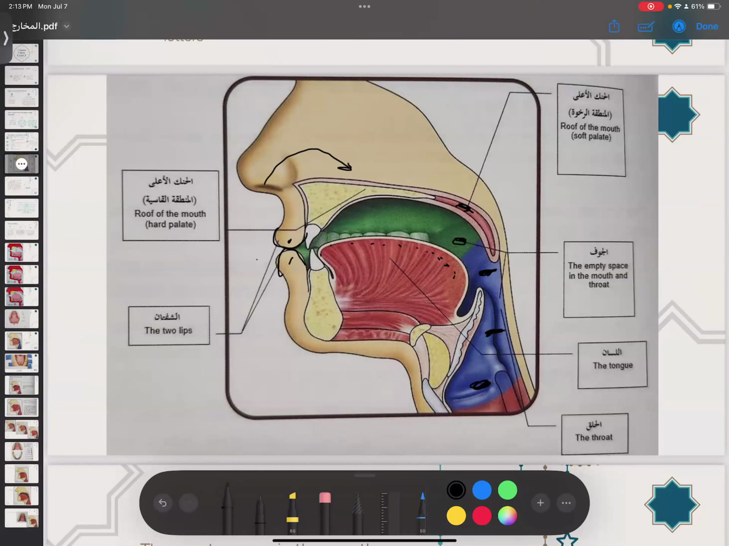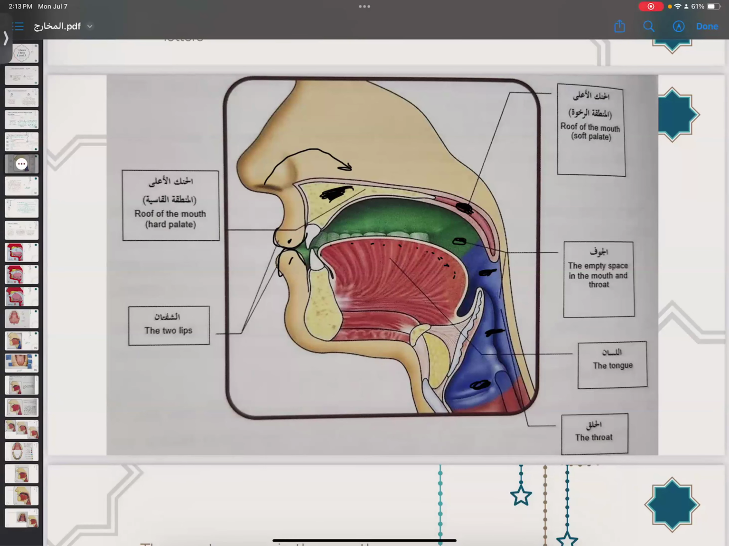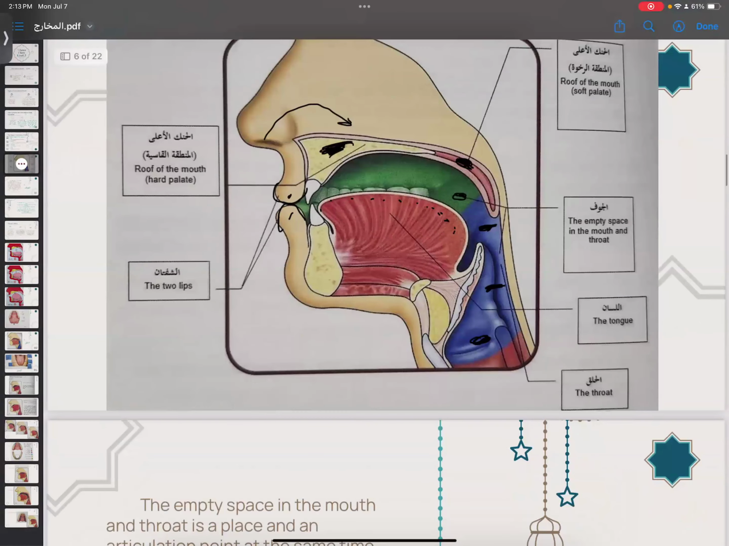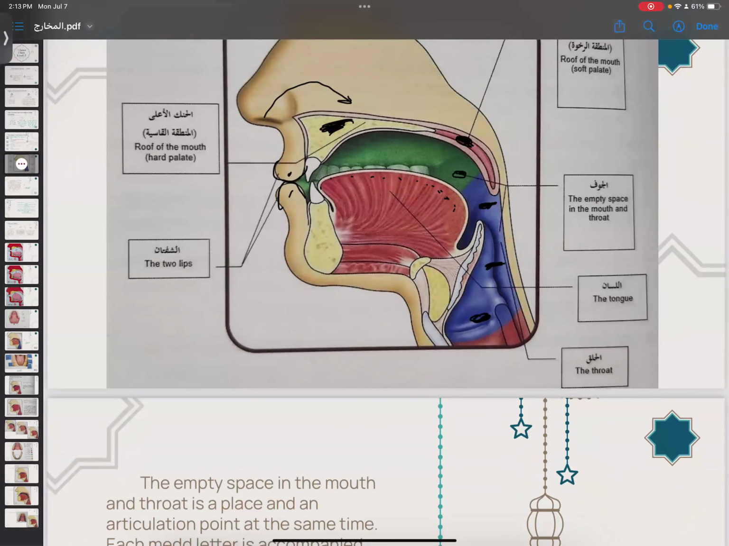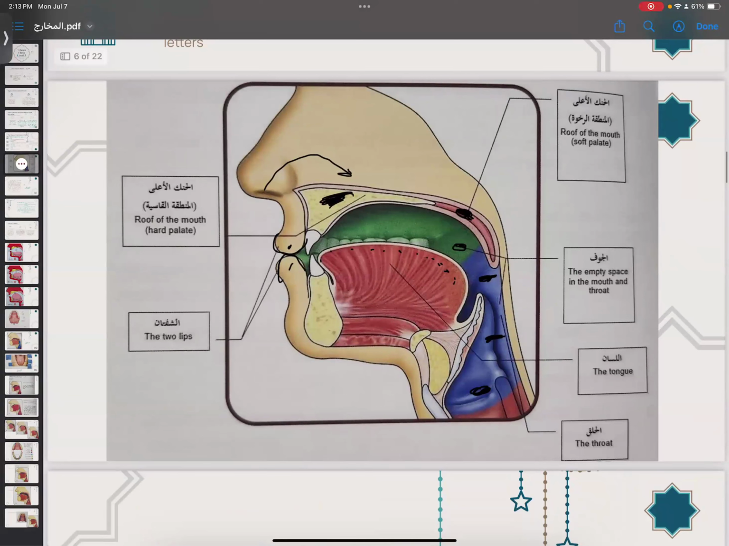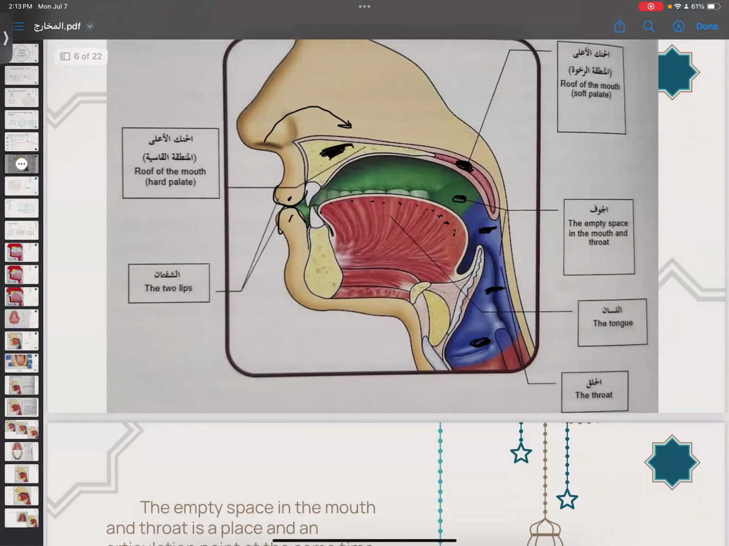But there's al-muntaqa al-rakhwa and then al-qasiya. So there's the hard palate and the soft palate. So this side is harder, like the harder side of your mouth, and this side is the softer side. And we'll see the differences in the pronunciation with the difference in softness of the top of the mouth. So this is just the diagram, so you could see the different parts of the mouth, and why each letter has a different sound.